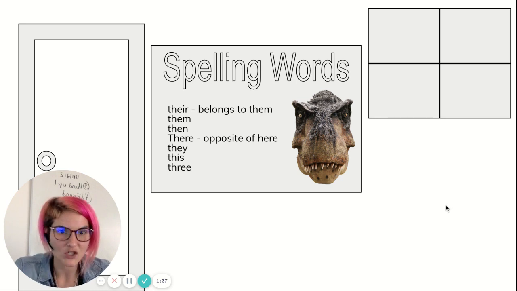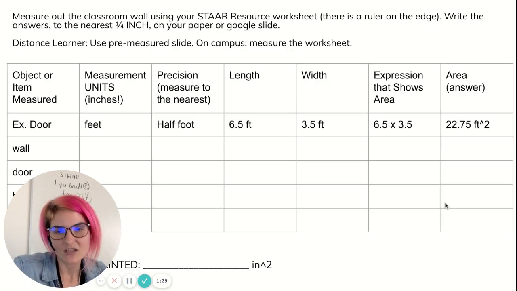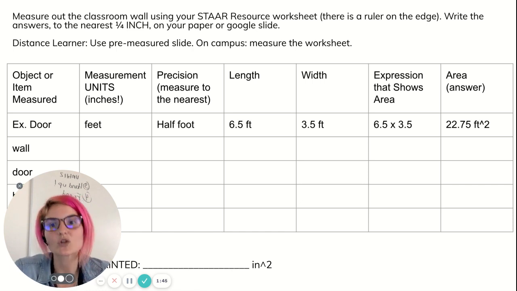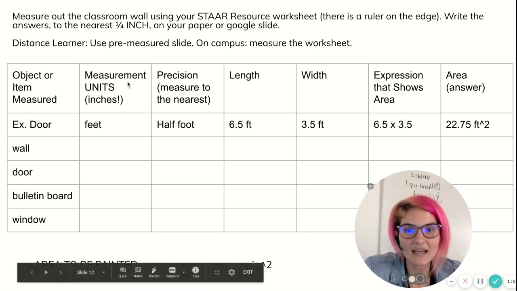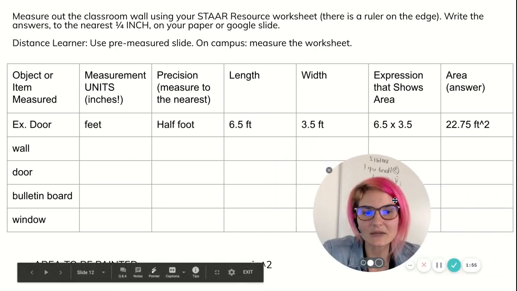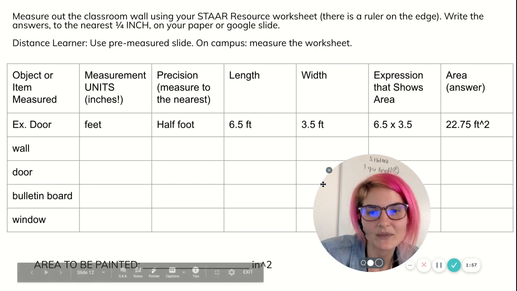Now we're going to get into the actual lesson part of it. So we have this wall, and we want to paint this wall, but of course we don't want to paint the door, the bulletin board, or the window. So we're going to figure out how many gallons of paint we need by filling out this handy-dandy, really cool table I made for you.